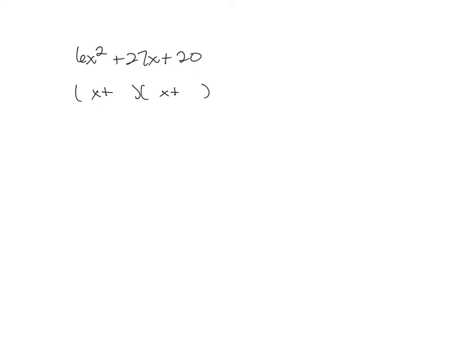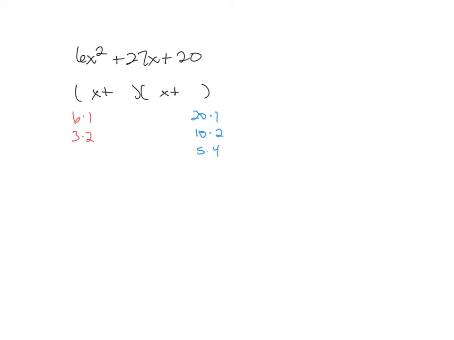Okay, what times what is 6? 6 times 1, 3 times 2. What times what is 20? 20 times 1, 10 times 2, 5 times 4. So now I got a whole bunch of combinations to look at. Which pair of red numbers combined with which pair of blue numbers is going to get me 27?